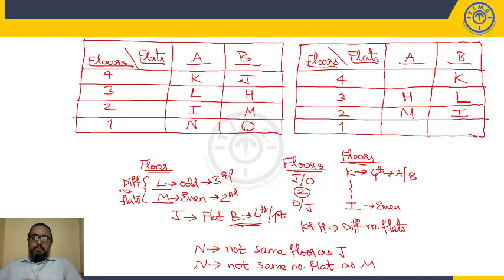Now let's come to the other possibility. Again, N is not in the same flat as M. So M is in flat A, so N has to be in flat B, that is here, first floor flat B for N. Now N and J cannot be on the same floor, so they have to come on different floors. That means J should occupy fourth floor flat A. But it was very clearly mentioned that J does not occupy flat A. That's why we have written here J occupies flat B.